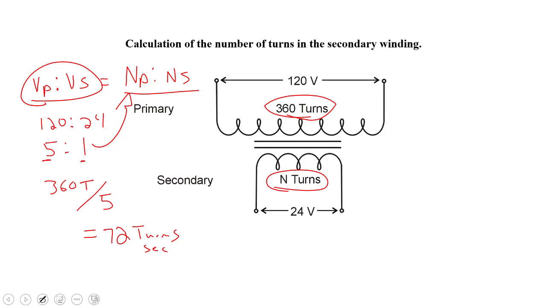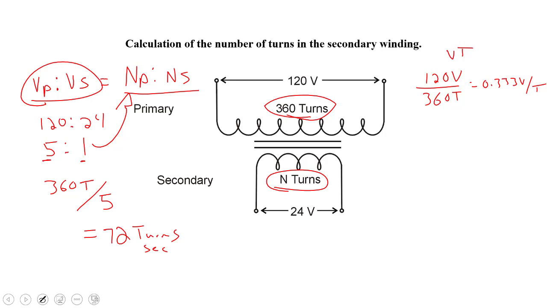What's the other method? We could use the volts per turn method. We know that the volts per turn on the primary is the same as the secondary. So I use the primary values, 120 volts, divide by 360 turns, sorry. So 120 divided by 360. So we got 0.333 volts per turn. It's repeating forever, so I'm just going to cut it off at 3 decimal places.